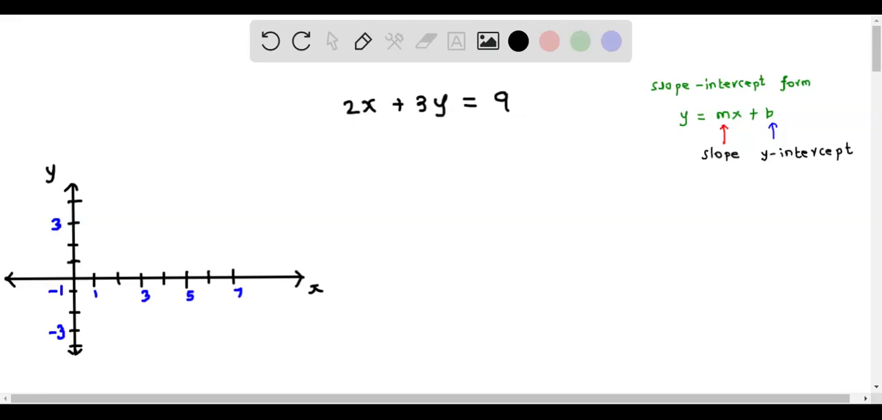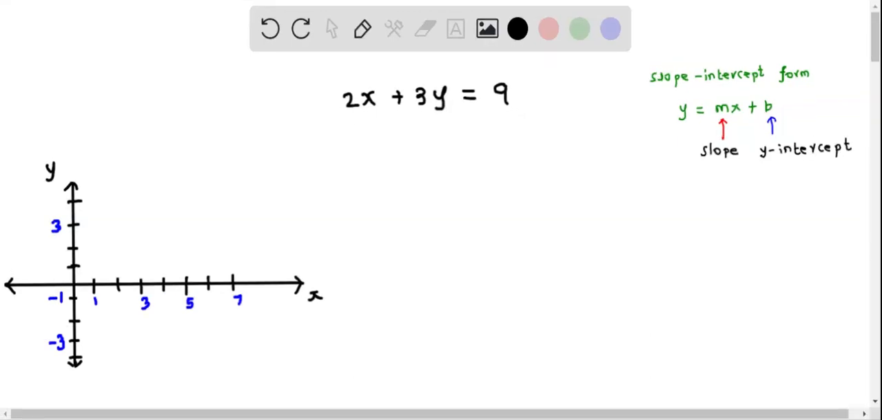Let's determine the slope and y-intercept of this equation, that is 2x plus 3y equals 9. For that, we can utilize the slope-intercept form, that is y equals mx plus b, where m stands for slope and b is the y-intercept. So first, we rewrite this equation in the slope-intercept form.